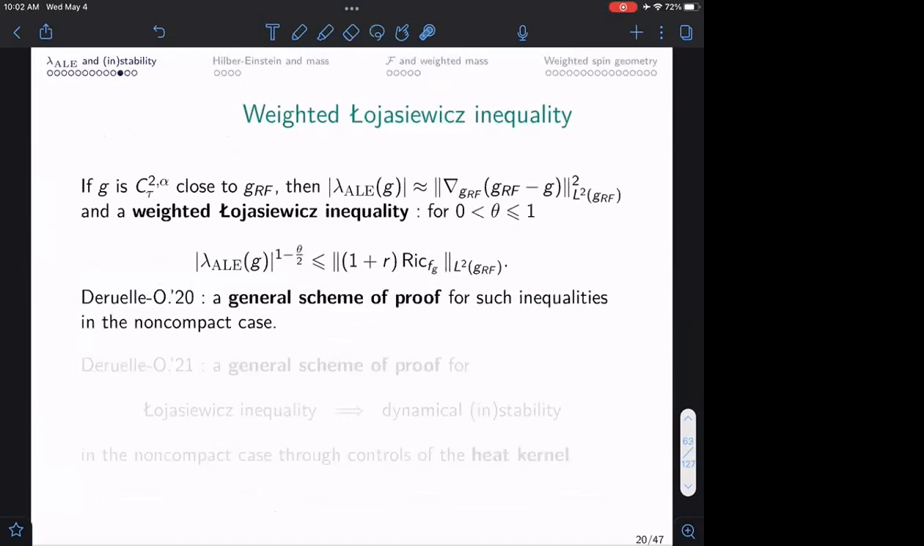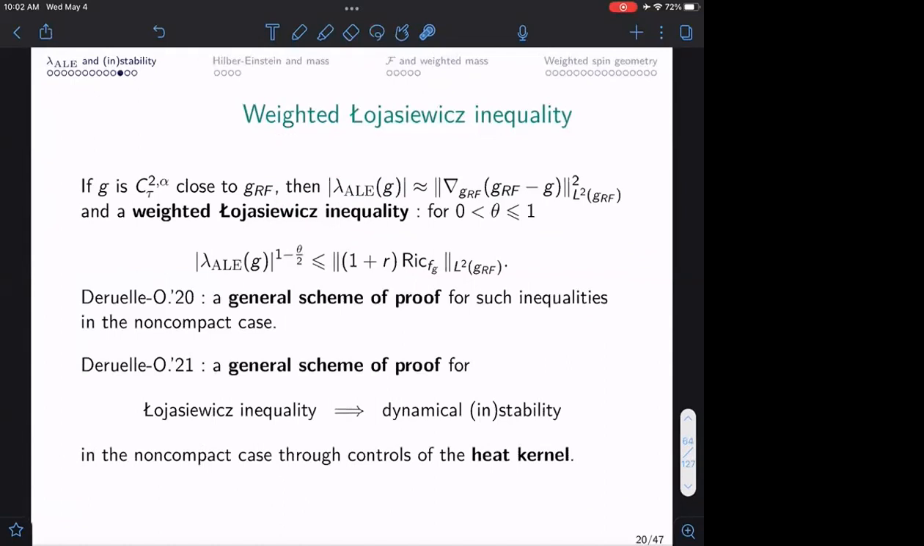So with Alex, we have a general scheme of proof of such inequalities in the non-compact setting, and typically you will always have a weight like this. And in the next paper, we have another scheme of proof, which says that whenever you have a good enough Łojasiewicz inequality, then you will have dynamical stability. And we prove it in dimension higher than 5, because we have technical problems in dimension 4 and 3. That's unfortunate.